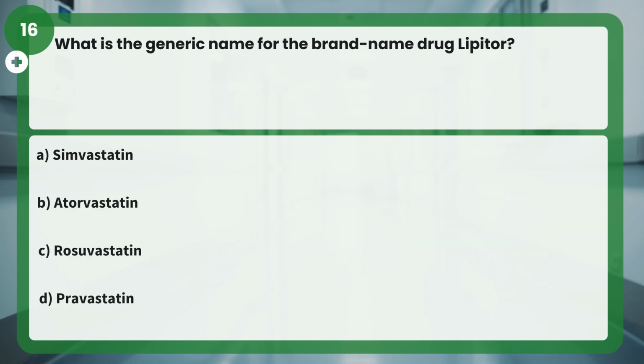Question 16. What is the generic name for the brand name drug Lipitor? A. Simvastatin. B. Atorvastatin. C. Rosuvastatin. D. Pravastatin.